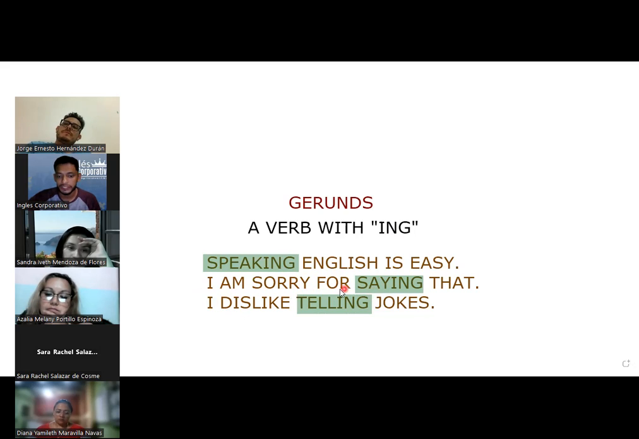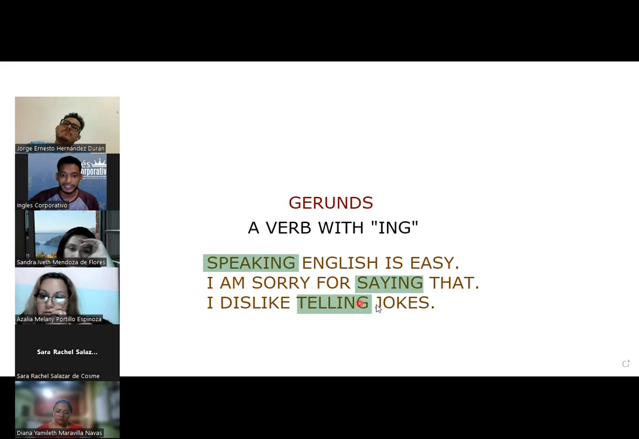Como haber dicho eso, algo así. Okay. Pero acá, saying no es diciendo, okay, sino que es decir. La ing solo es cuestión de gramática por la palabra que está anteriormente, que es for, una preposición.